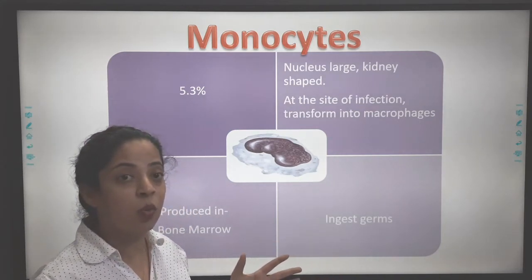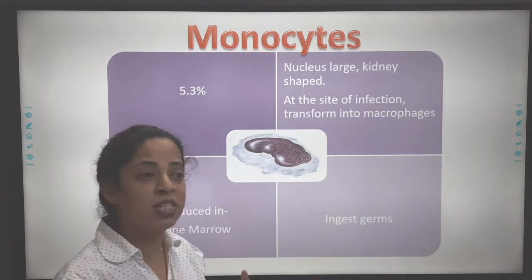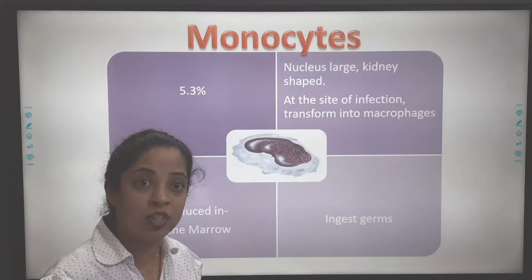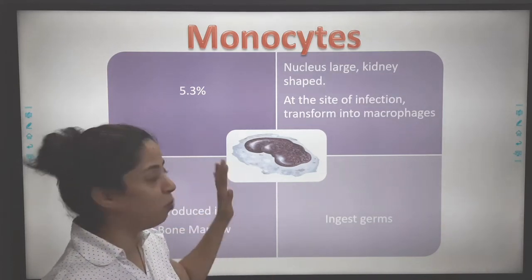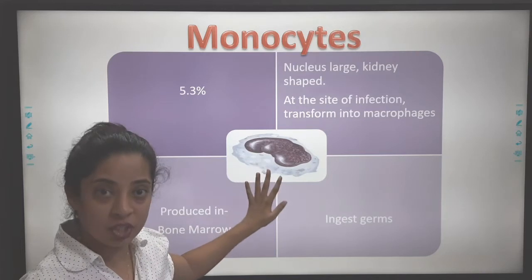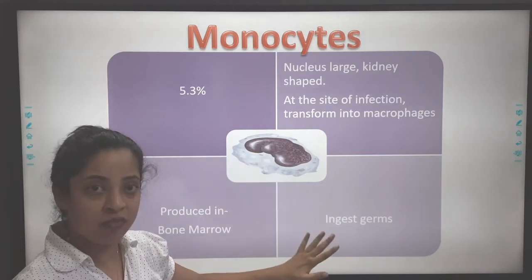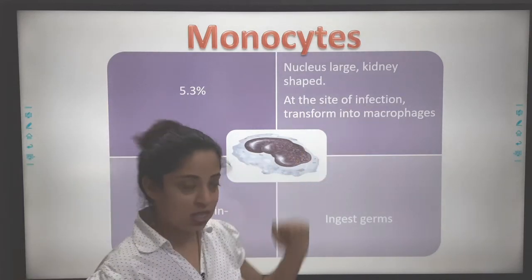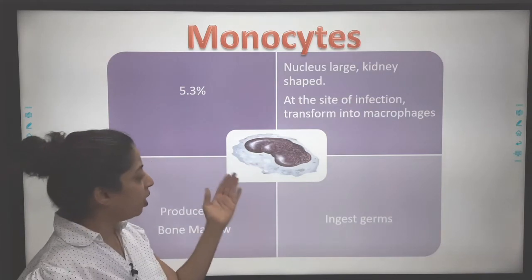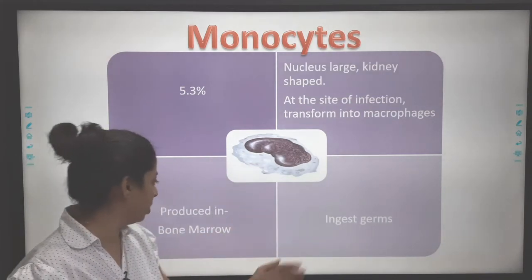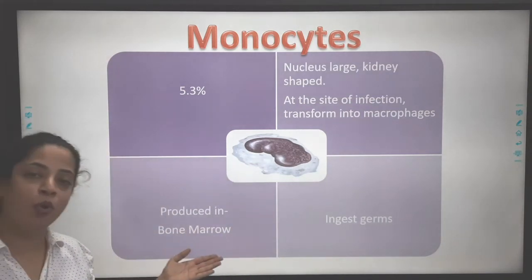Macrophages are the ones which... phages means to engulf, to kill, to destroy. So they transform into macrophages at the site of infection. When I'll be teaching you the functions of WBC, I'll take this in detail. Now, their function is to ingest germs, and they are also produced in bone marrow.